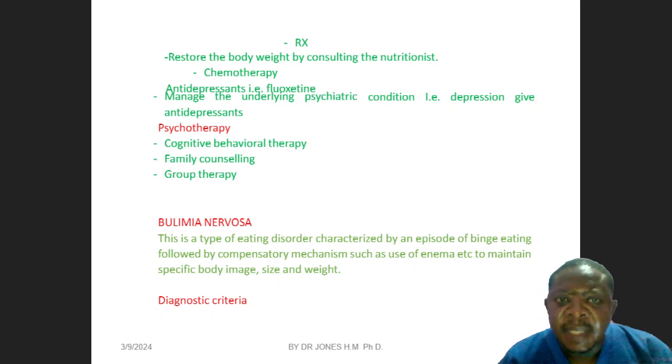Then the other part that we can use to treat a patient with anorexia nervosa may include cognitive behavioral therapy, family counseling, and also group therapy. Okay, so with this, we are able to manage this patient. We just need to expand more on what is meant by cognitive behavioral therapy. Cognitive means mind. So, with behavioral therapy, you modify the person's mind. This can be done through conditioning.